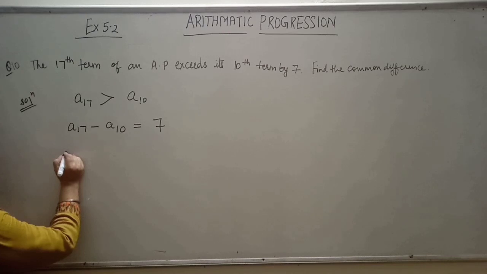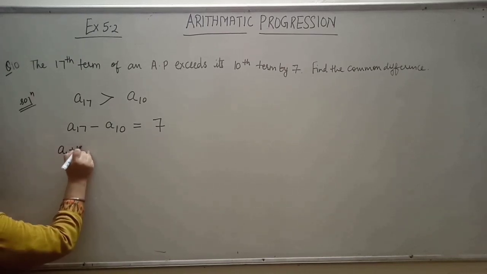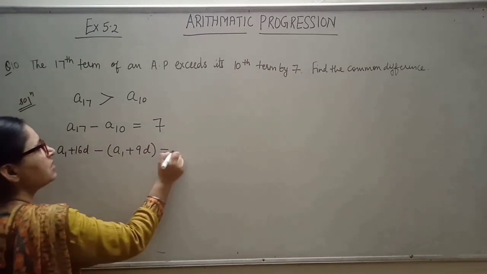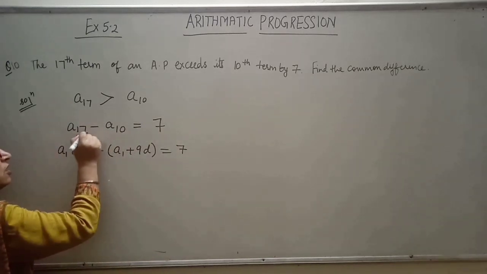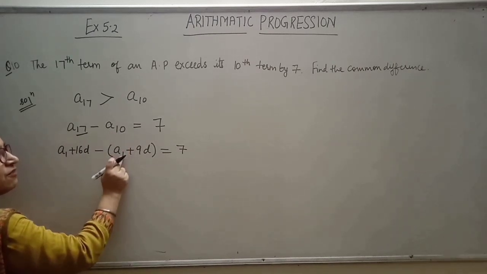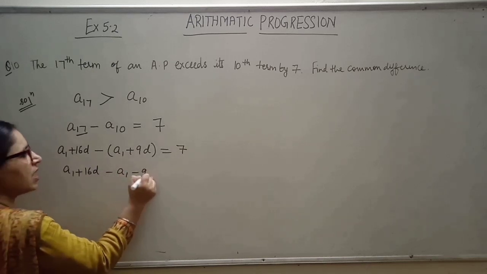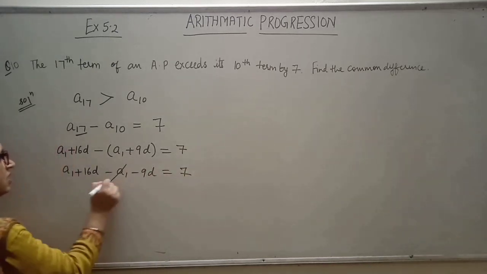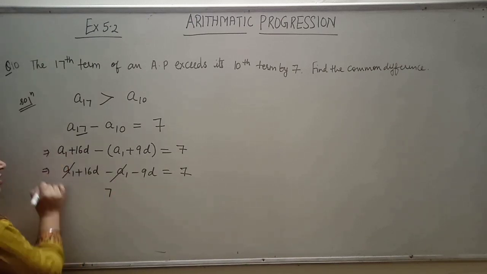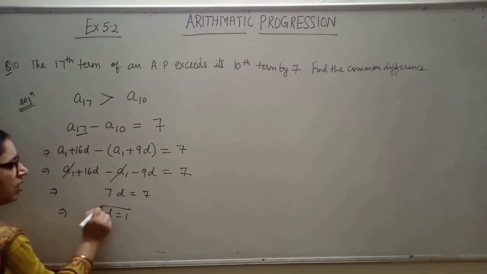So let us do it now. A17, write down its formula. So A1 plus 16D minus A1 plus 9D, that is equal to 7. Look here, it was 17, so it is A1 plus 16D. 16 आएगा ना? Here it is 10, so it will be written A1 plus 9D. So open it: A1 plus 16D minus A1 minus 9D is equal to 7. So minus A1 plus A1 cancel. 16D minus 9D is 7D. This is 7D is equal to 7. So what is the value of D? That is 1.